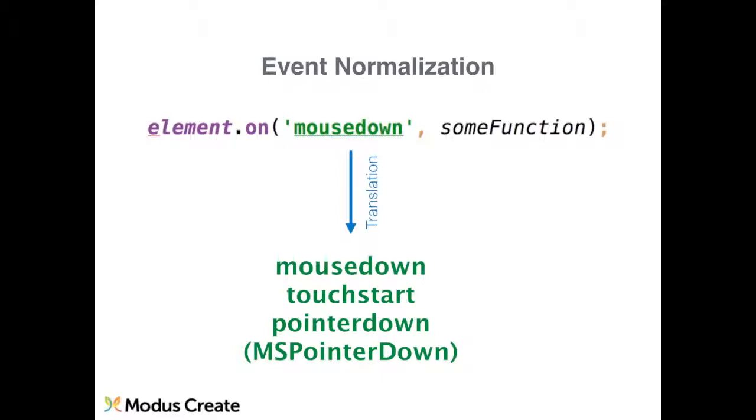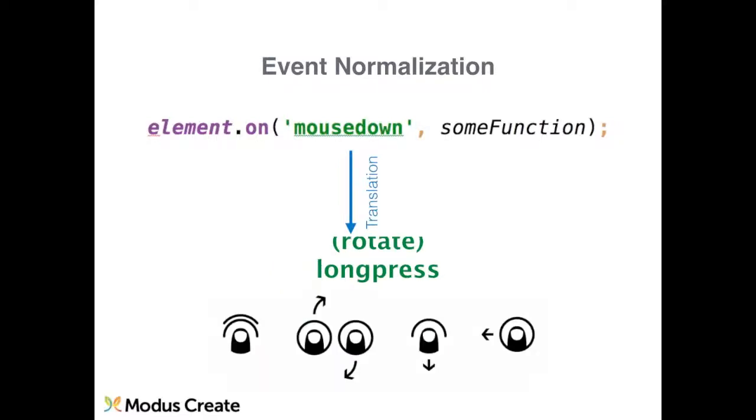In this particular example, the mouse down event will be used for platforms that actually have mouse support, like desktops. If the framework detects a touchscreen, usually tablets, it will be able to translate that event into one appropriate for that platform, such as touch start or pointer down. MS pointer down is going to work for Internet Explorer under version 11.